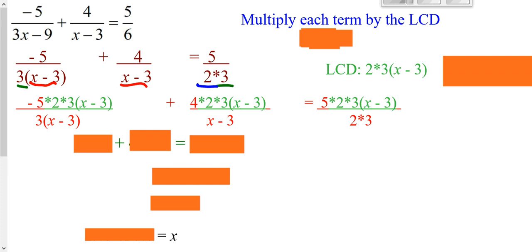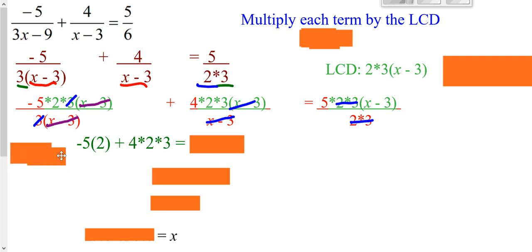Now at this point you will notice that here we have a y minus 3 on the top and the bottom. We also have a times 3 top and bottom. Over here we have a y minus 3 on the top and the bottom. And here you have a 2 times a 3 top and bottom. So we could cross those out. They're special forms of 1, and then you could write what you have left. Here we just have a -5 and a 2. Here we just have a 4 times 2 times 3. Over here, you just have a 5 times your parentheses.